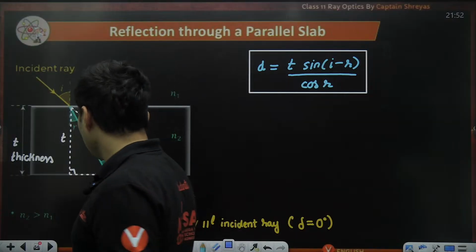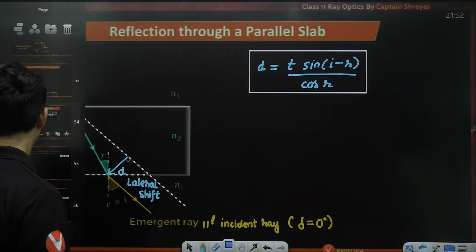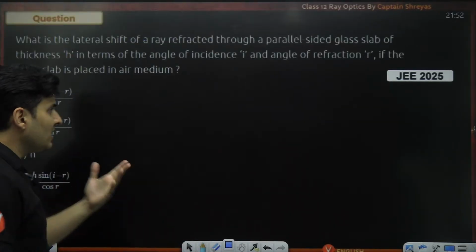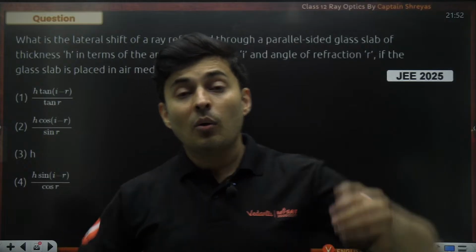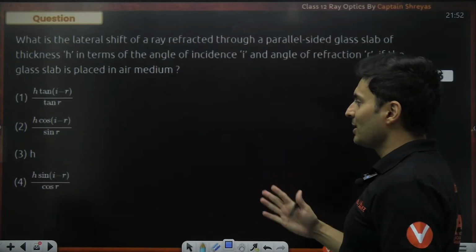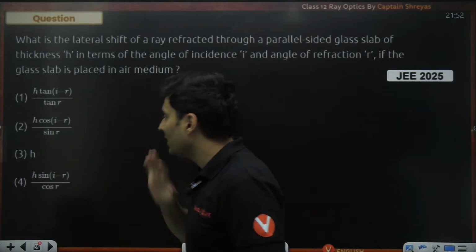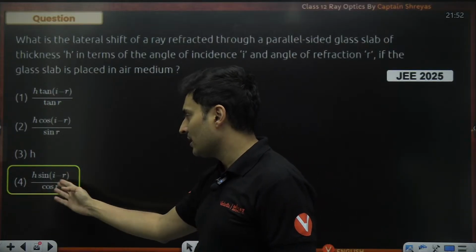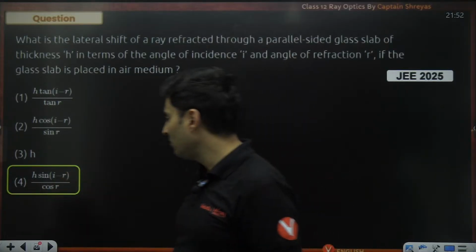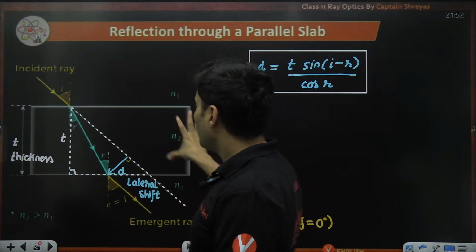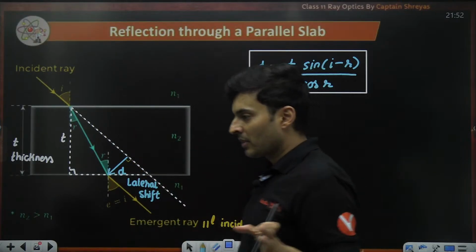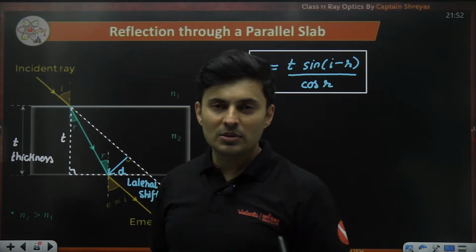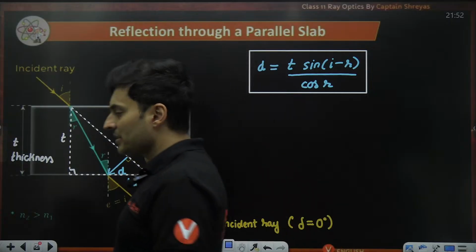In fact, I think there is a question which I have put. Yes, this year there was a question on what the formula is. Forget even substituting. Directly that formula came. And the answer was very simple: h sine I minus r by cos r, where h was the thickness of the slab. So such direct questions also come. Sometimes value-based questions, substitution have come. Sometimes direct formula.